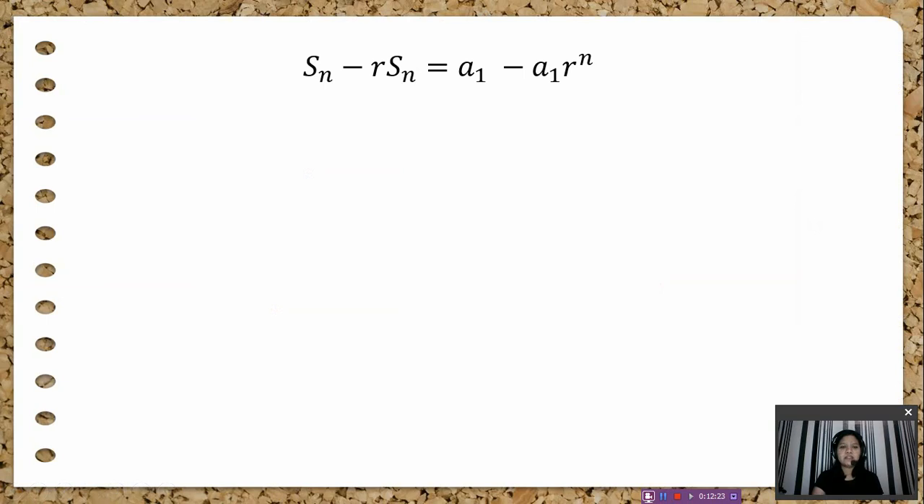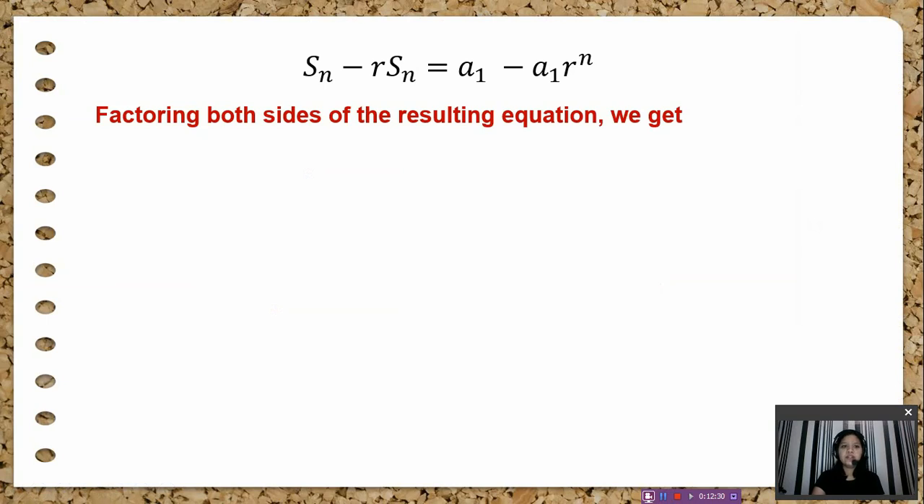So we have S sub n minus r S sub n is equal to a sub 1 minus a sub 1 r raised to n. Now, factoring both sides of the resulting equation, we factor out S sub n on the left side, that would be S sub n times 1 minus r. Then, for the right side, factor out a sub 1. So we would get a sub 1 times 1 minus r raised to n.